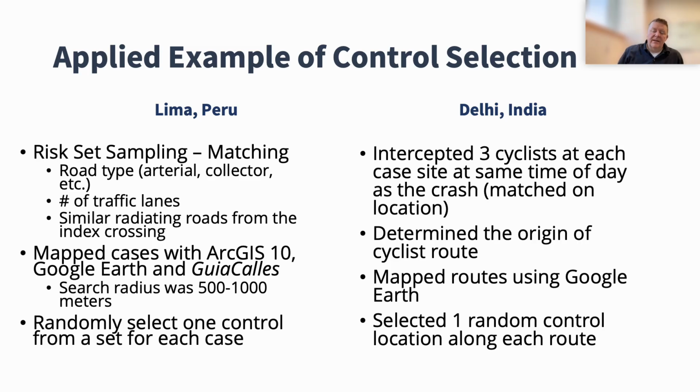And then for the study in Delhi, three cyclists were intercepted at each case site at the same time of day that the crash case had happened on. For those cyclists, they determined their origin, where they came from. Those routes were mapped using Google Earth. They couldn't necessarily determine that for the fatal cases because the person had died, so they weren't able to determine where they came from very easily. And then they selected one random control location from each of those three routes as comparison.